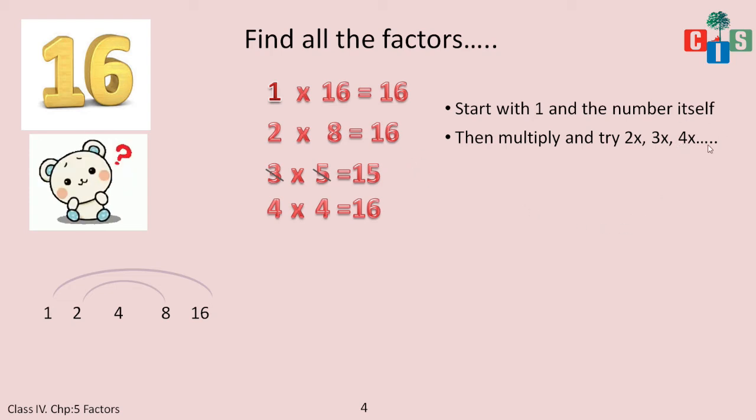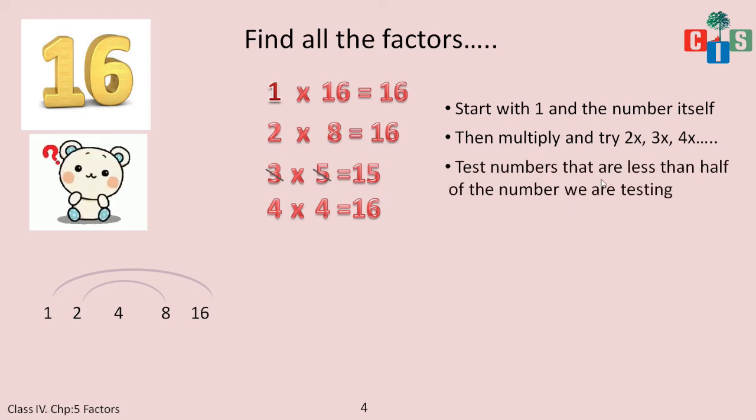Now the question is, till what times we have to check. You have to check the numbers up to half of the number. Here in the example you have 16. What is half of 16? Yes, it is 8. So you have to check from 1 to 8. In the tables of 1 to 8, you have to check whether 16 comes or not, and you will have all the possible factors of 16 there.